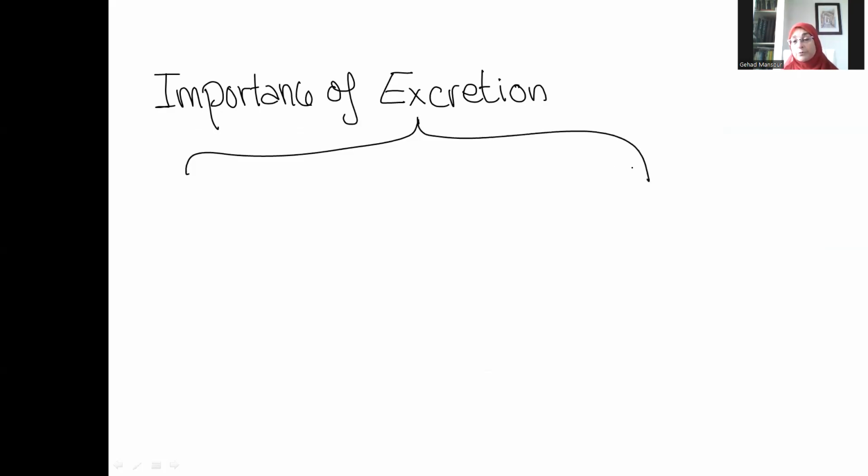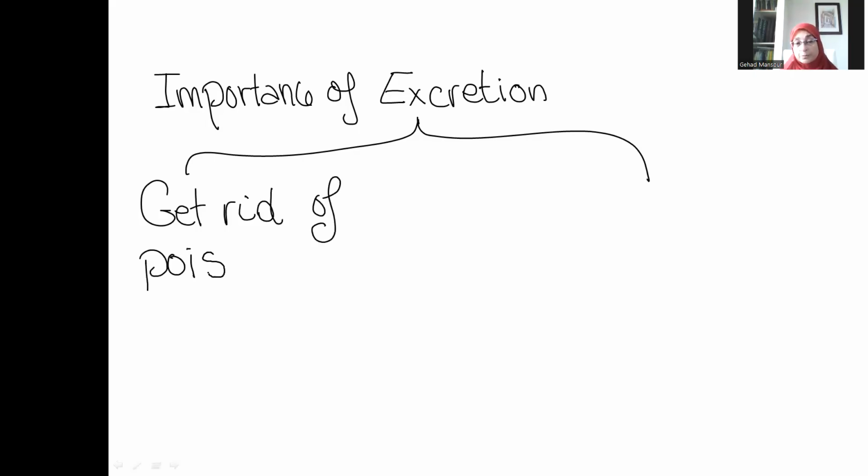So the first importance or benefit we mentioned for excretion is to get rid of, or to eliminate, poisonous substances.